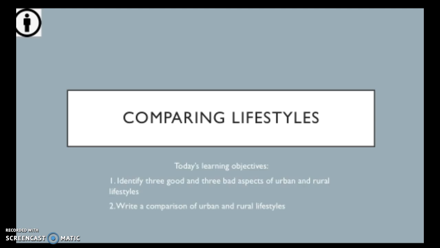The two learning objectives for today are as follows. Identify 3 good and 3 bad aspects of urban and rural lifestyles, and write a comparison of urban and rural lifestyles. For this e-learning lesson, you'll need 2 items, a notepad for taking notes, and a pen or pencil. You may wish to use a pencil as it comes in handy if you decide to make corrections to your writing as we go along.